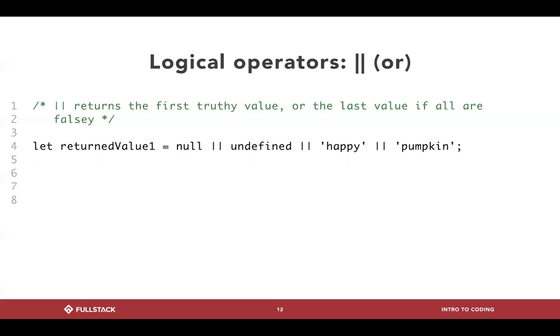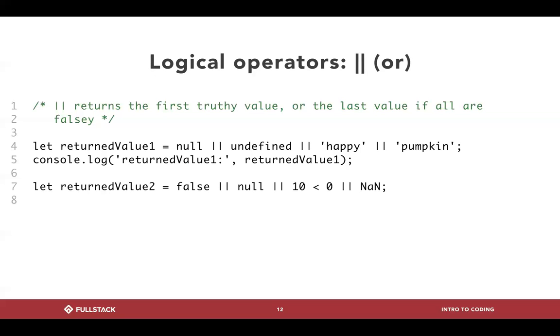We have null, and we know that null is falsy. It coerces to false, so we go on to the next one. Undefined, we know that coerces to false, so we move on to the next one. Happy, it's a string with characters. That coerces to true. So this is the first truthy value, and it will be picked. We store happy in returned value 1. Now, if I log out what returned value 1 is, it will say happy.